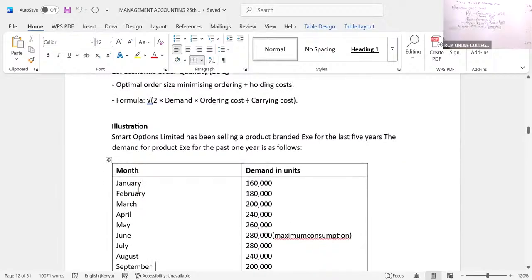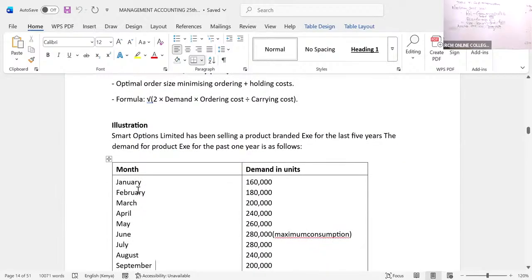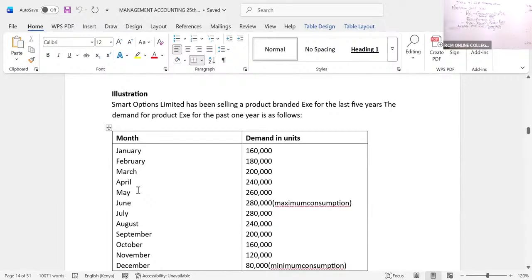Are you able to see the question of Smart Options? Smart Options. That is what I would easily bring for you. Because I'm so sure students are used to that situation where they're given maximum consumption. So I'll just give you a yearly data or stocks. So we are told here, Smart Options Limited has been selling a product branded X for the last 5 years. The demand for product X for the past 1 year is as follows.